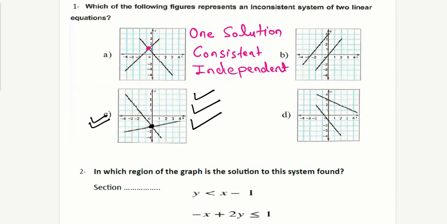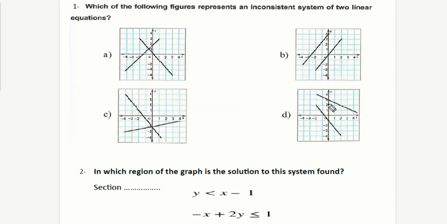Now the last option, option D. Tell me about this one. No, this is not parallel. Yeah, B is the parallel. Here also there is one solution, because if you extend them, they will intersect at some point, right? So there is one solution. Consistent or inconsistent?